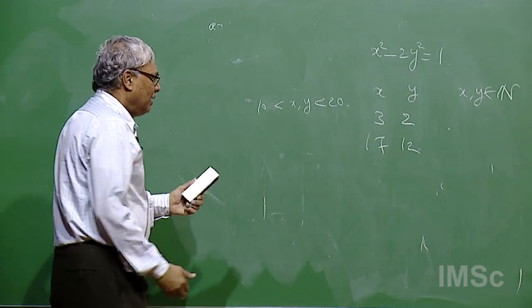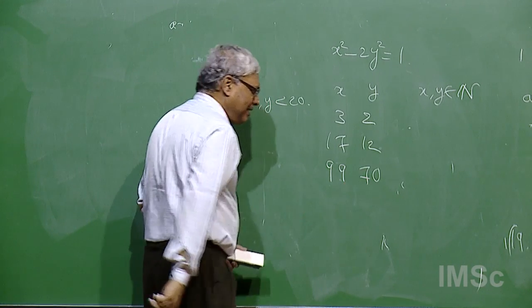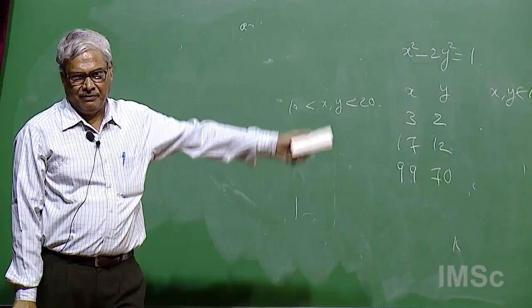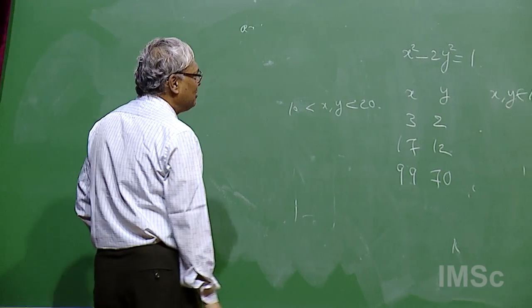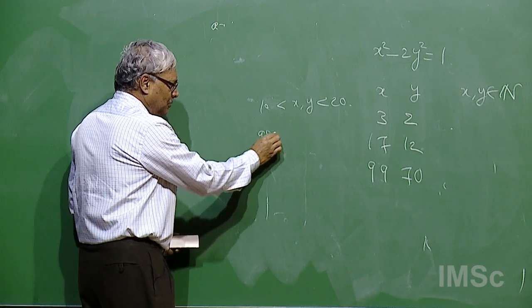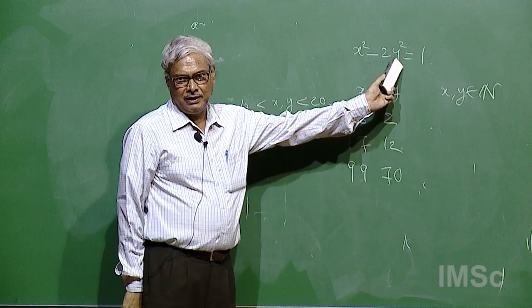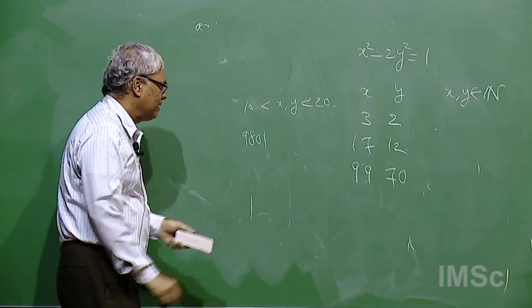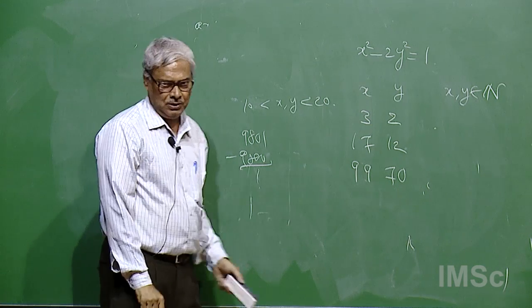So I will give the third solution myself. They are also two-digit integers, but you have to go a little further away, okay? 99 and 70, because 99 squared is 9801. 70 squared is 4,900, times 2, it is 9,800. So if you subtract, you get 1. So that's the third solution.